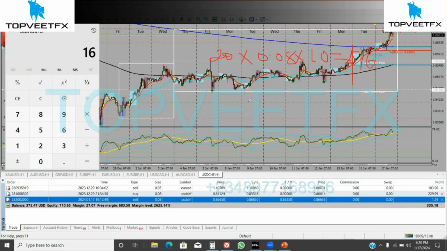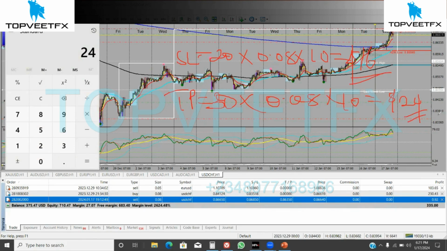So meaning that if this trade goes in our direction, we say 30 pips times 0.08 times 10, we are expecting a profit. We are expecting 30 times 0.08 times 10. So we are expecting $24. So we are risking $16 to make $24. We are risking this to make this. So don't let us be trading under panic. So now we understood that.